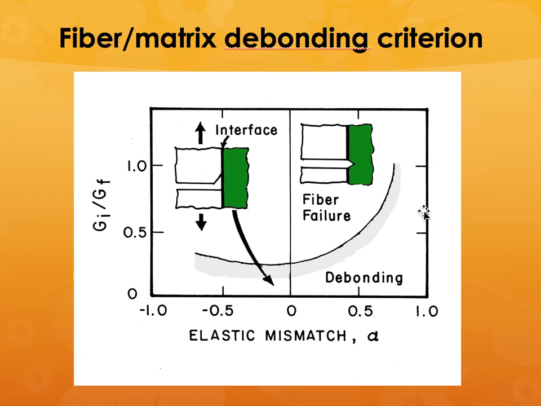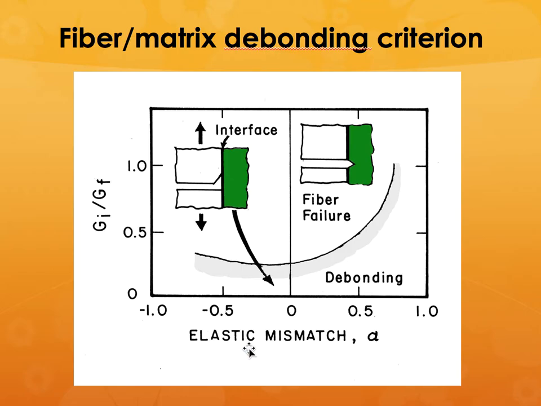So how do you know whether the fibers will break or whether the interface will debond and allow the crack to deflect along the fiber matrix interface bond? So that is decided by the correlation between the energy of the interface versus energy of the fiber versus elastic mismatch.